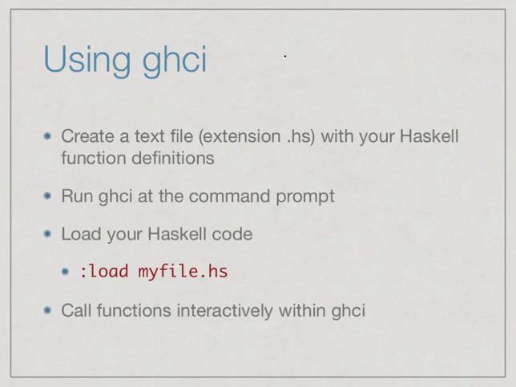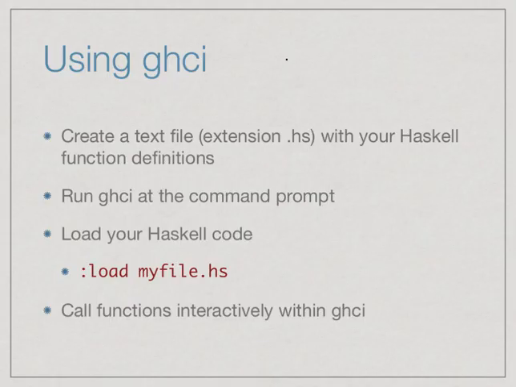So how do we actually use GHCI? Well, we first create a text file with the extension .hs to indicate that it's a Haskell file containing your Haskell function definitions exactly as we wrote them in our previous lecture. Then we run GHCI from the command line. Inside GHCI, you can then feed it further commands, and the most basic command you need to know is a command to load Haskell code. This command is written as :load followed by the file name.